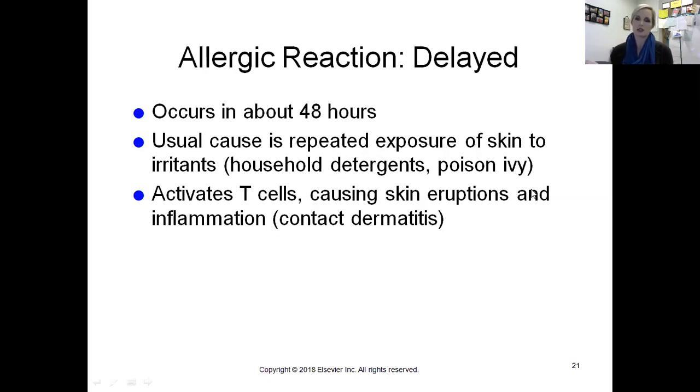As soon as you touch poison ivy, it doesn't immediately cause a reaction in your skin, but it may later on that night or the next day. And so that's why it's called delayed. What this does is it activates T cells, causing skin eruptions and inflammation, sometimes referred to as contact dermatitis. And so we see that reaction, and sometimes we have to counteract that with hydrocortisone creams, or something that will help take away that rash. But that's what that is. It's a hypersensitive allergic reaction.